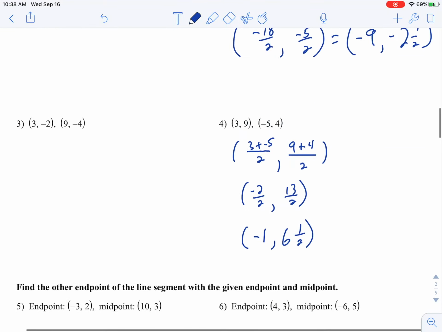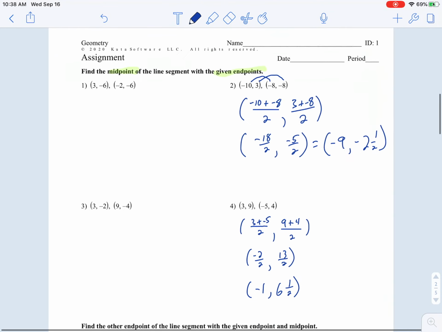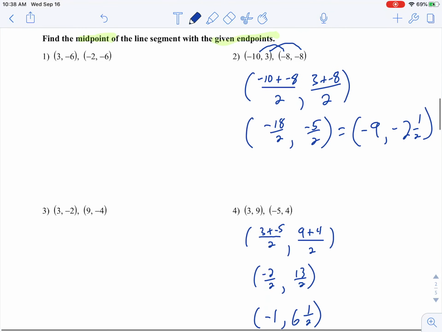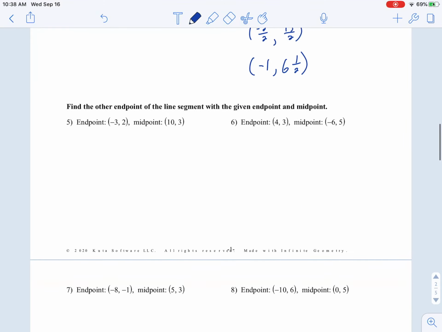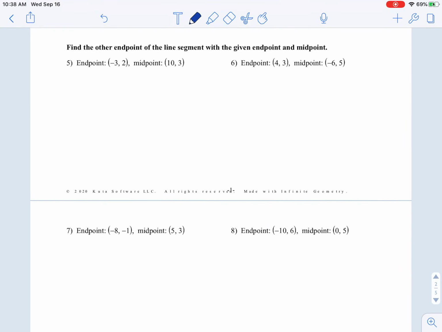So these are pretty simple. I mean, you take any kid in geometry, anyone with basic ability, calculator if need be, teach them this, and it should not be a big problem. This next set of problems is a little more complicated.